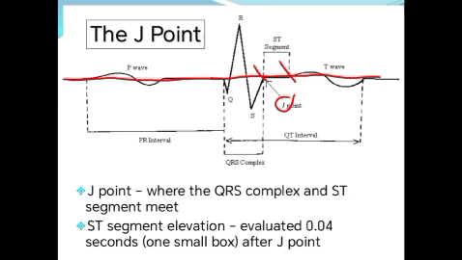The ST elevation is evaluated about one small box after the J point, that is 0.04 seconds from the J point. This is the J point, one small square. We can evaluate the ST segment change, elevation and depression. Okay.